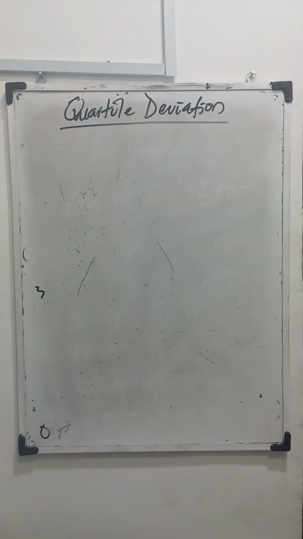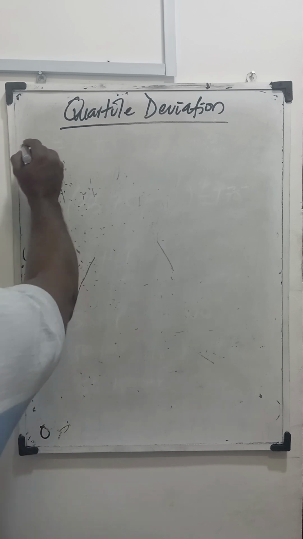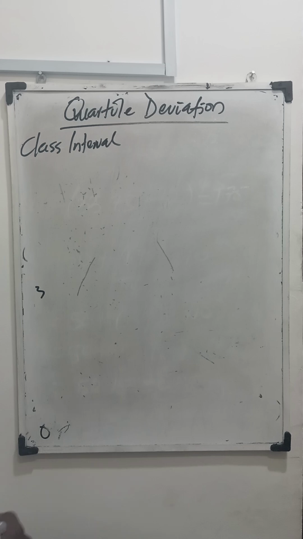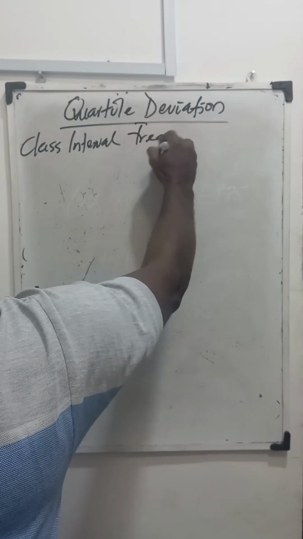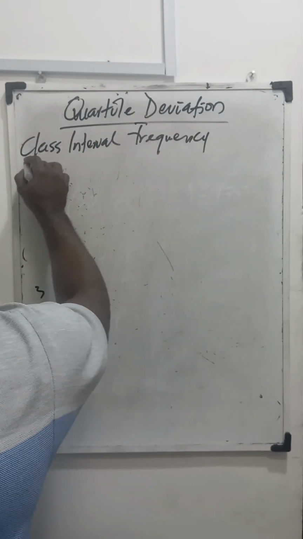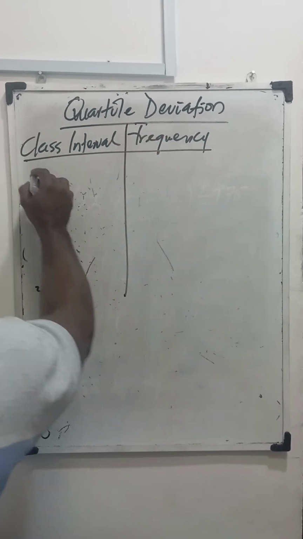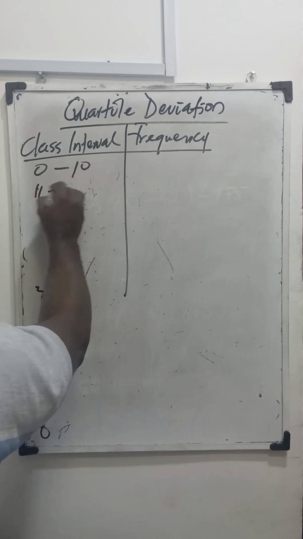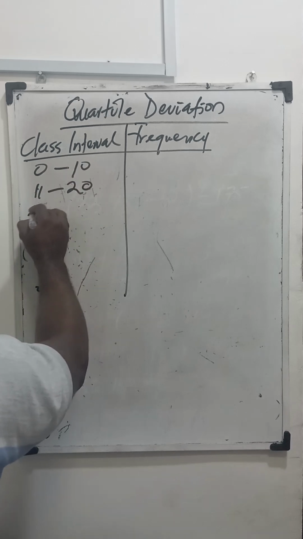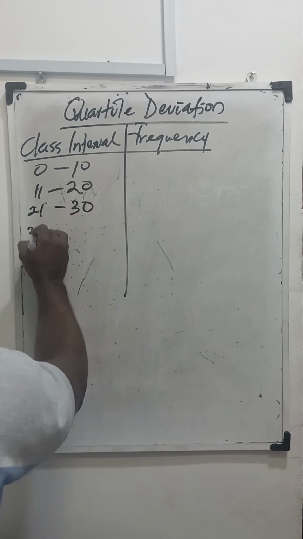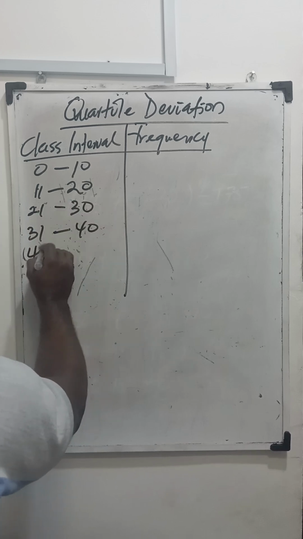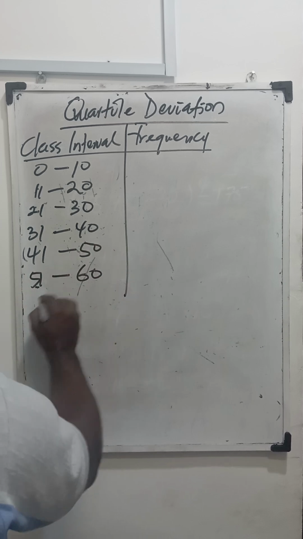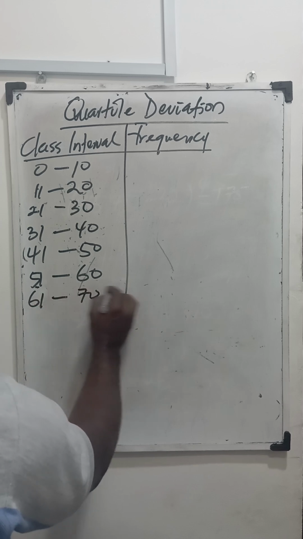So we have this table of the class interval, and then we have the frequency. The first is 0 to 10. The second is 11 to 20. The next is 21 to 30. The next is 31 to 40. And 41 to 50. We have 51 to 60, and then we have 61 to 70.